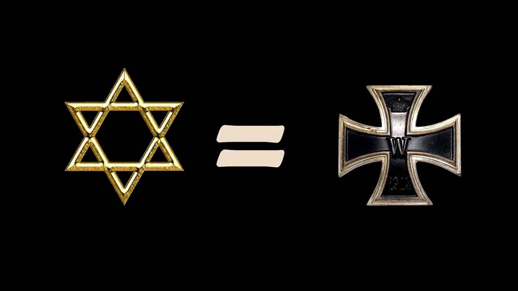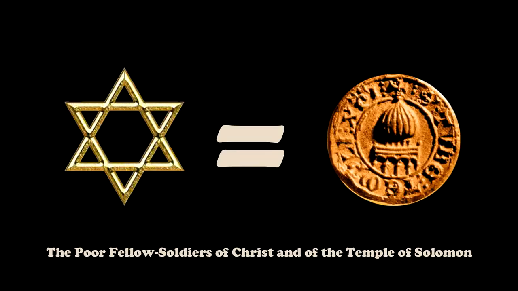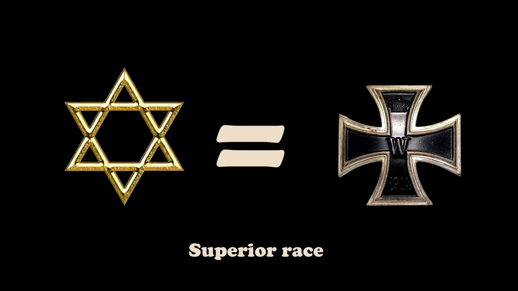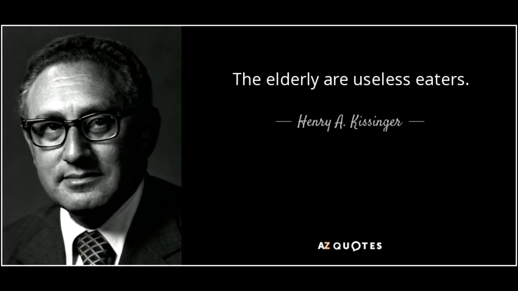Another giveaway. The Templars are defenders of the Temple of Solomon. Very strange. Another giveaway, the superior race theory. In one version you have the Untermenschen. In another version you have the Goyim, or the useless eaters.